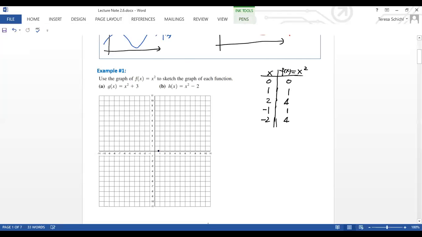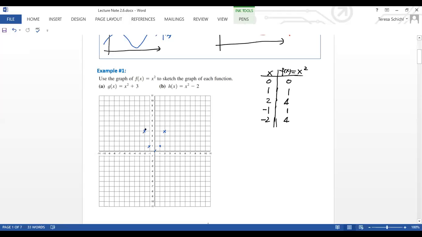So I have 0, 0, which is my first point. Then I have 1, 1 here, and negative 1, 1. Then I have 2, 4 here, and I have negative 2, 4.